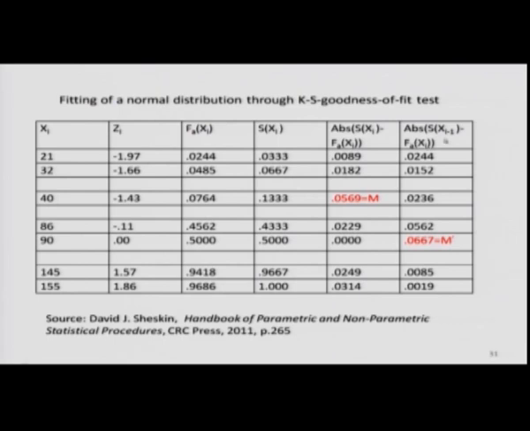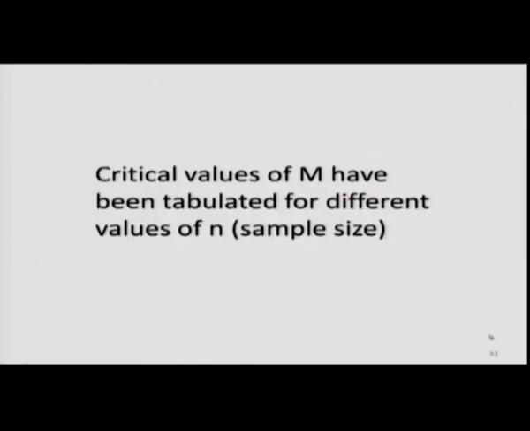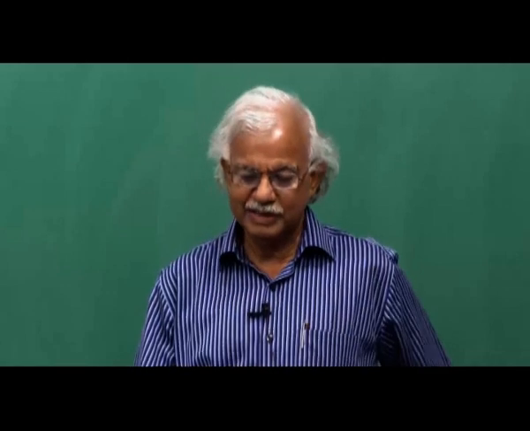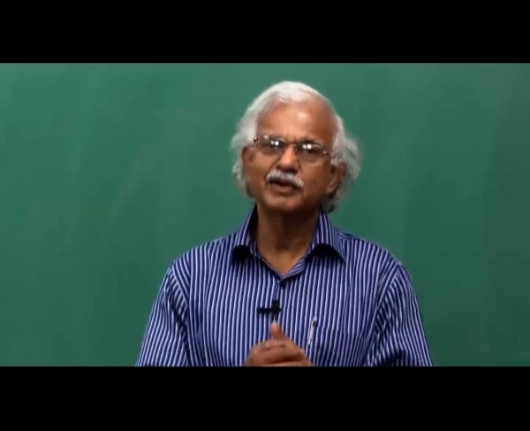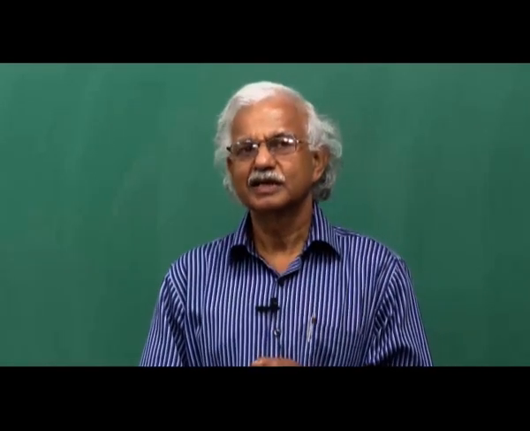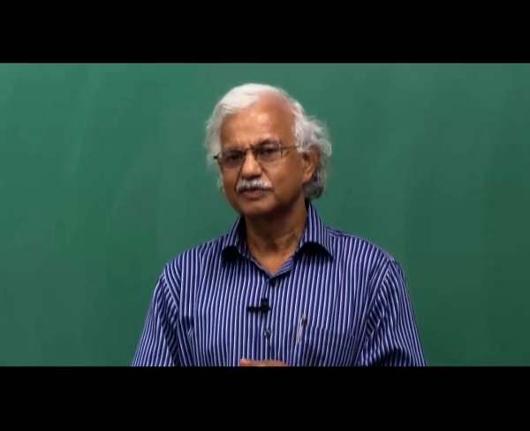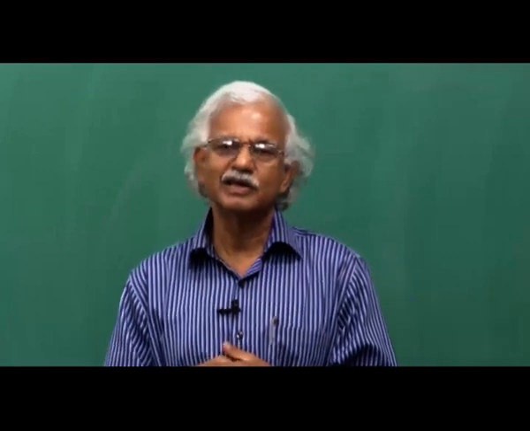If you take the difference between x I minus 1 and f x I, which is called m dash, the difference between this and this is m, and this is m dash. So, depending on your requirement you can choose m or m dash. Critical values of m have been tabulated, as I said, for different values of n or sample size. Sample size plays a very important role in selecting threshold values from the table with which calculated values are compared.